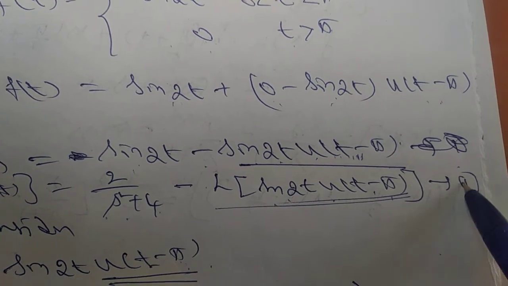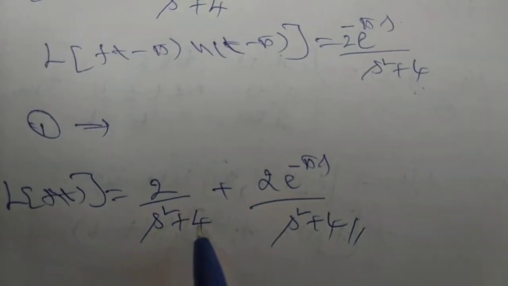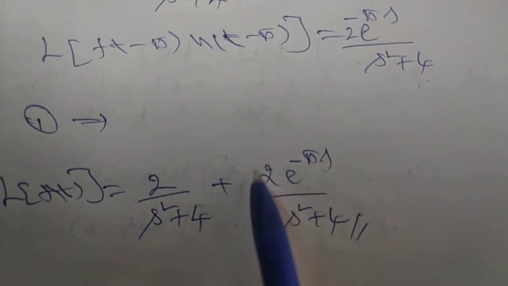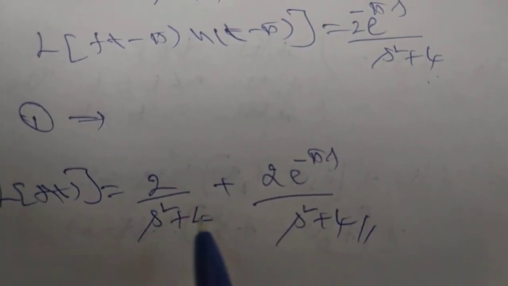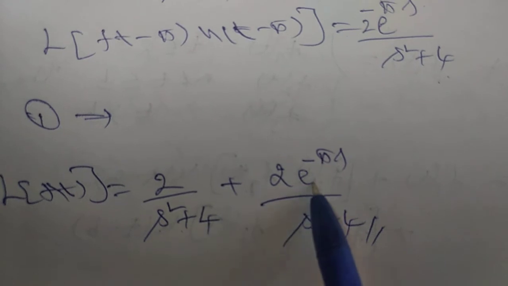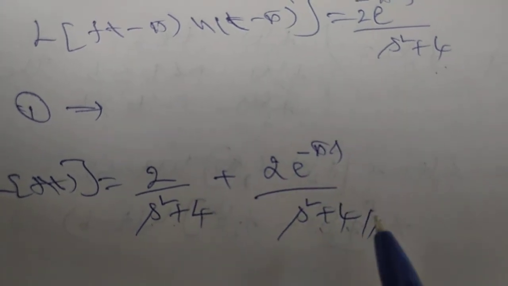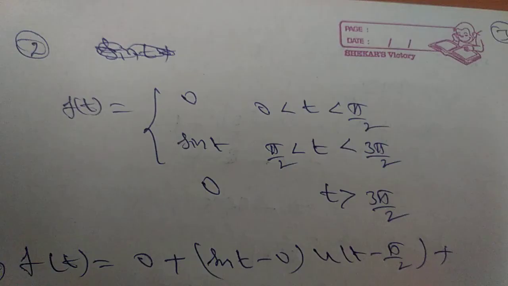So afterwards, the answer is 2 over s square plus 4, plus the second term, that answer you have to write. So 2 over s square plus 4 plus 2 into e power of minus pi s divided by s square plus 4 is the answer.